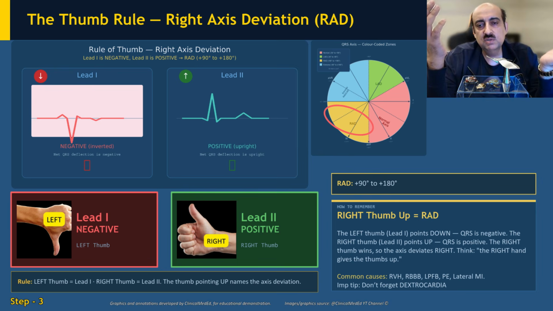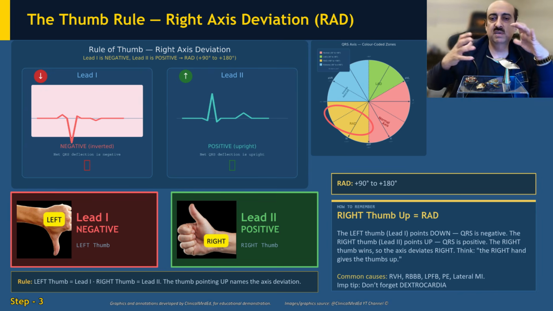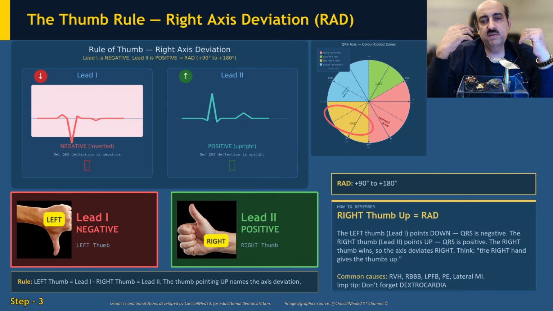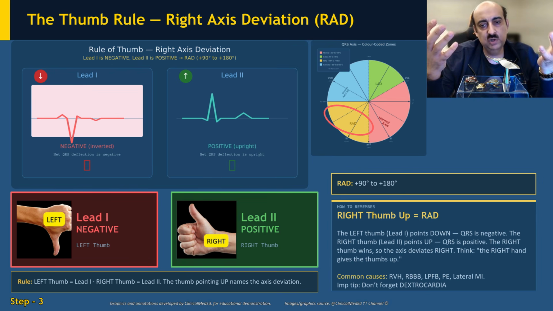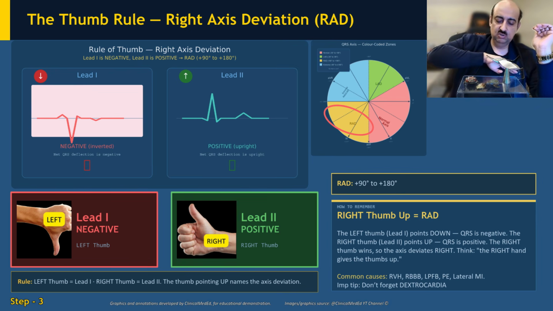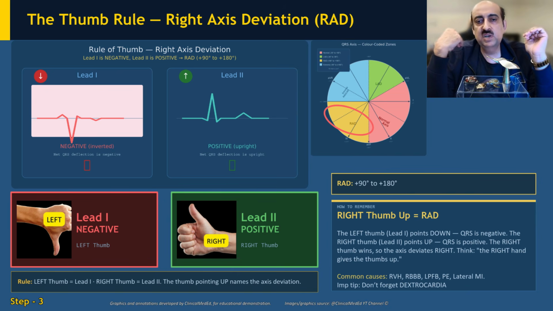What are the common causes of right axis deviation? Anything which is affecting the right side of the heart. For example, right ventricular hypertrophy. Predominantly you've got a bigger muscle bulk of the right ventricle, which contributes to a higher voltage. So hence the cardiac axis is going to be shifted more towards the right side. Same with right bundle branch block.